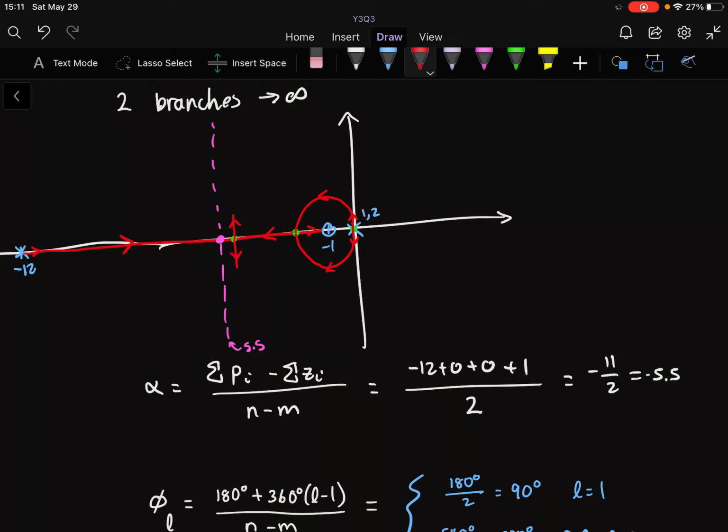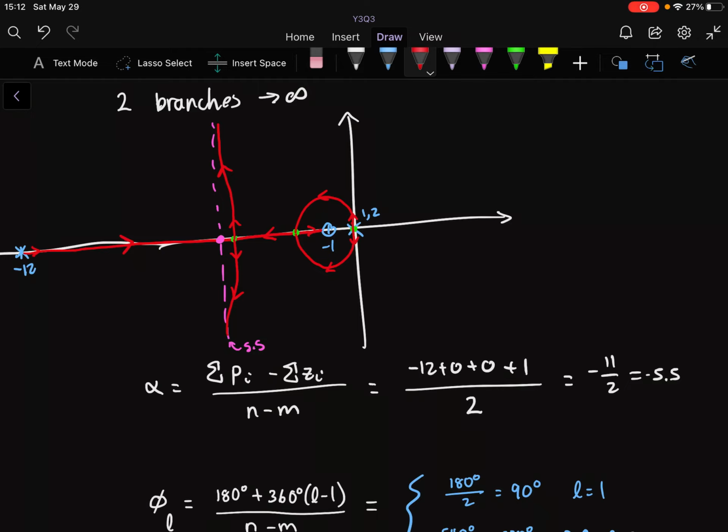And breakaway points, when you have two branches coming together, are always going to break away or break in at 90 degrees. So either 90 or negative 90. And then these branches will go off and start following our asymptotes. And that's our root locus.